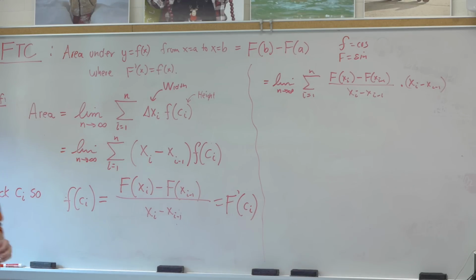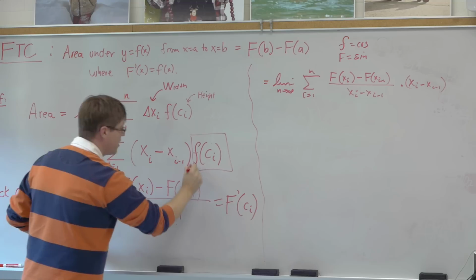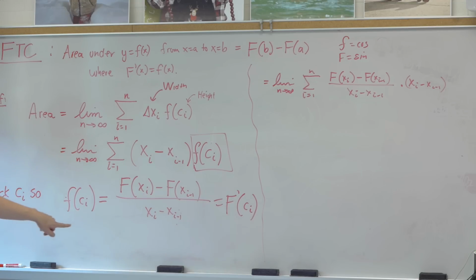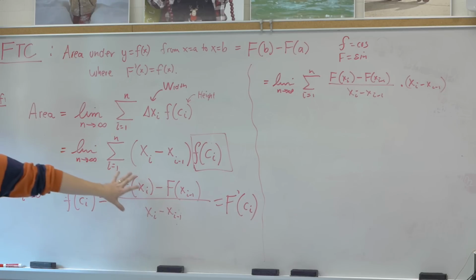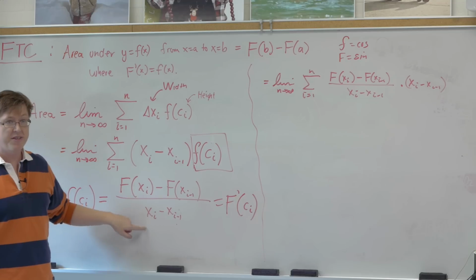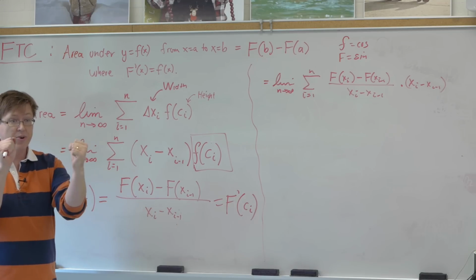How did you get to the bottom of the... Oh, I see. I just plugged this in there. So how I got from there to there is I just replaced f of CI with this MVT quotient. Because these are the two endpoints. This is the width. This is like B minus A. The two endpoints of your rectangle, A and B.